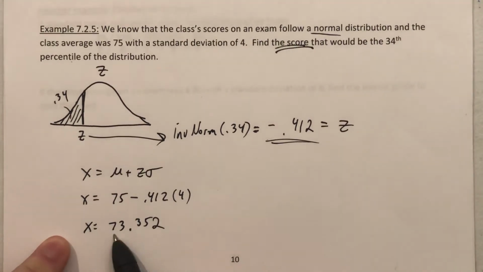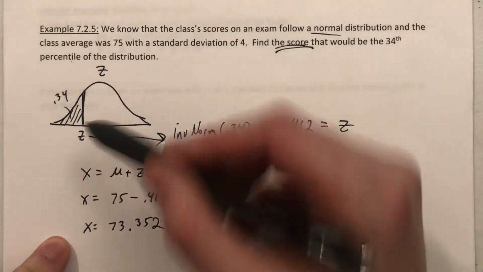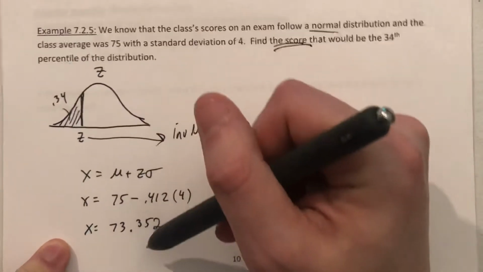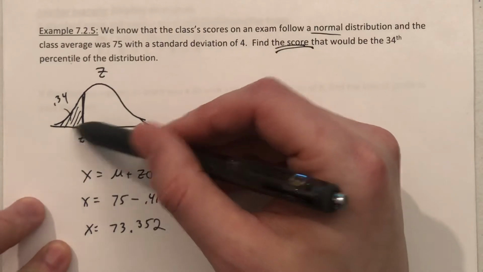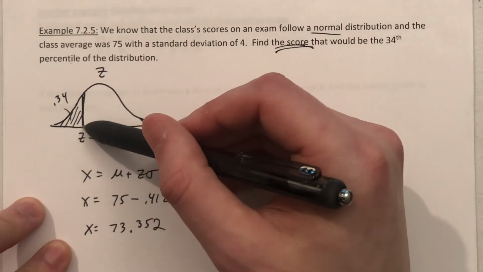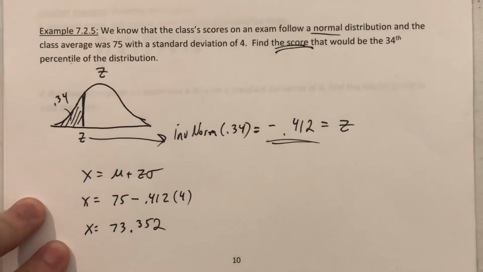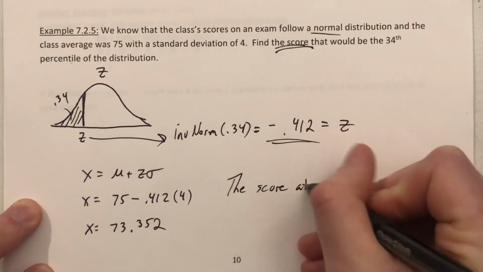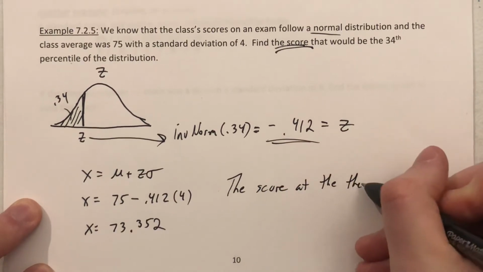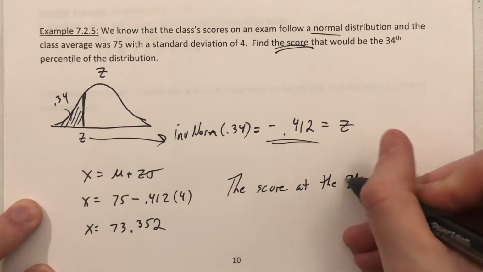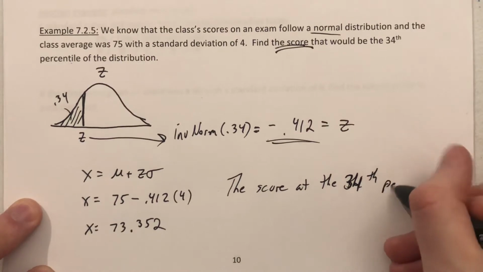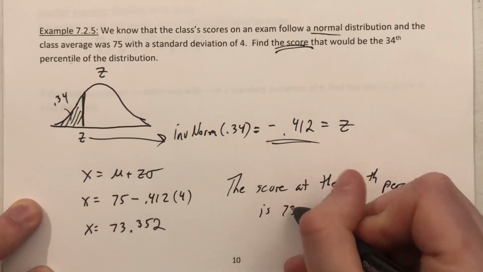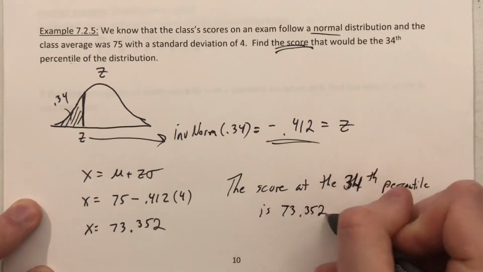We're saying someone who scored there, which is a very specific number, but that value is the location where 34% of the scores are below that, and 66% of the scores are above it, right? So the score at the 34th percentile is 73.352.